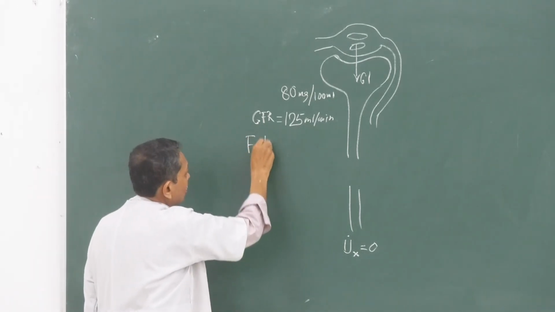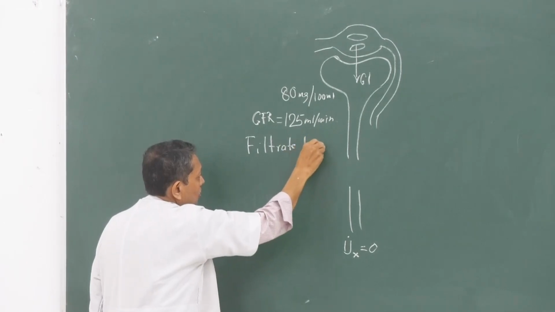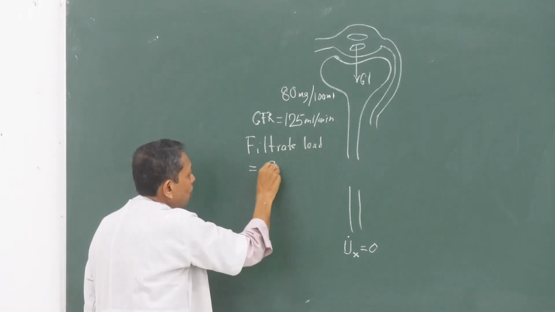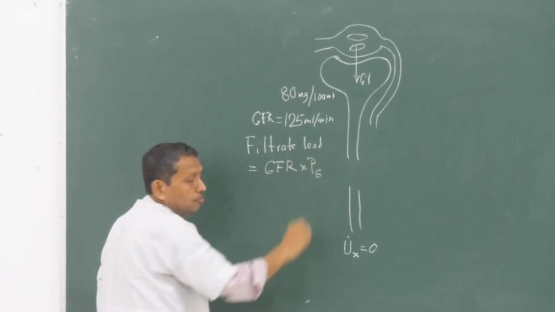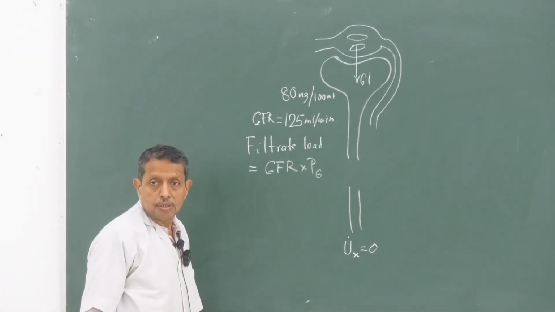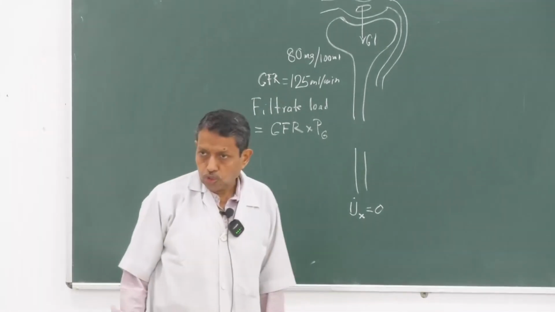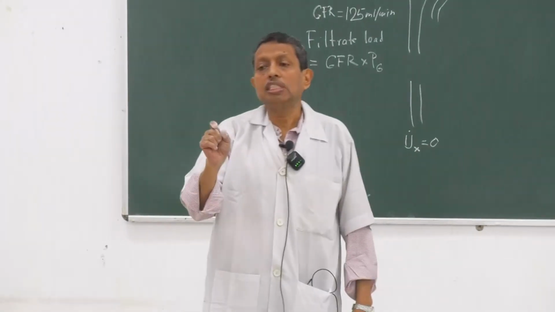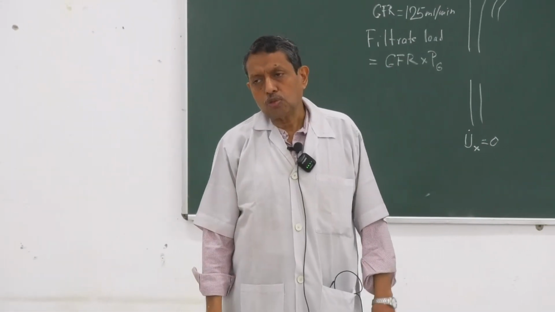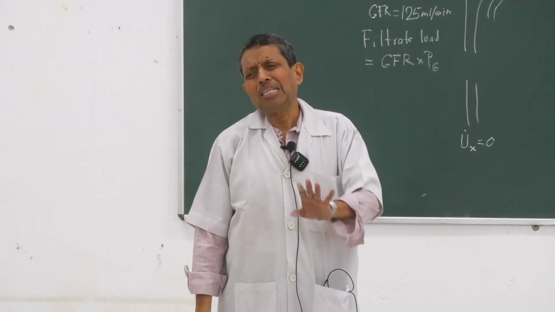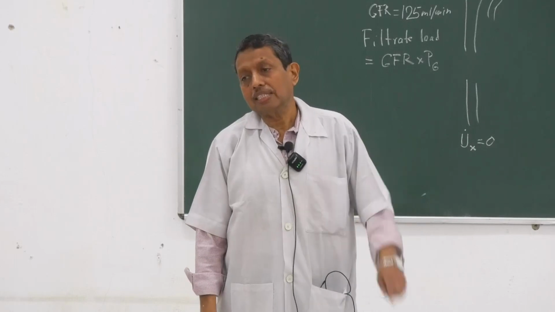Filtered load is equal to GFR into plasma glucose. It is better to consider renal arterial plasma glucose, because glucose is utilized by the cells. So in the peripheral venous plasma, it is to some extent low, but you can think that they are used interchangeably.